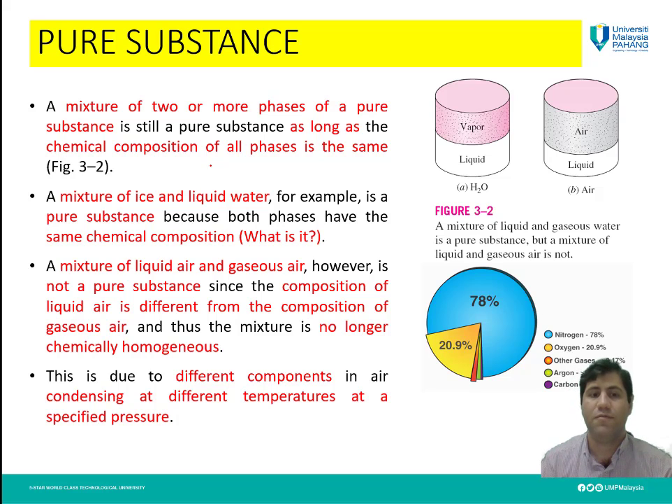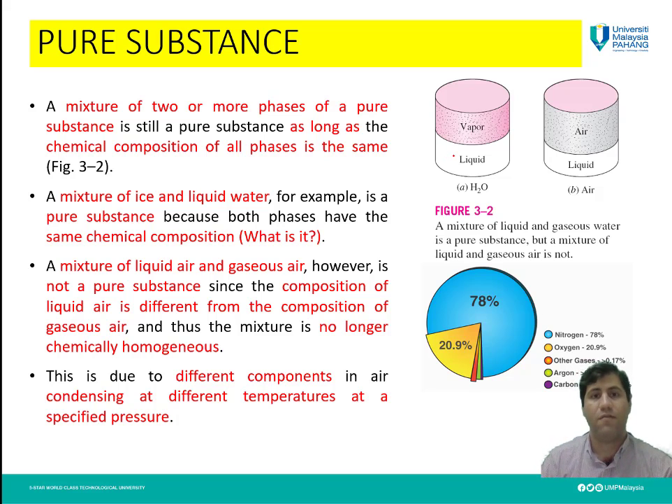Like a mixture of ice and liquid water, where the chemical composition for both of them is H2O. We have that mixture of one substance, which is water, or H2O, but in two different phases. If you notice, the chemical composition here is H2O, and here is also H2O.